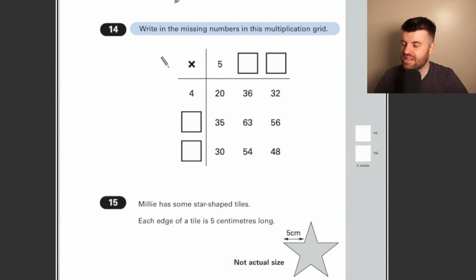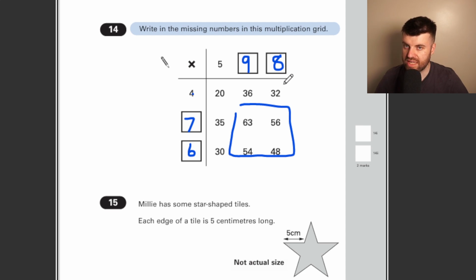Question 14, times table grid. These are still coming up to this day. So clearly we need to know our times tables still. 4 times what is 36? Well, if you know your times tables, this is so easy. 4 times what is 32? That's 8. 5 times what is 35? That's 7. 5 times what is 30? That is 6. Now, I did that without even looking at these answers.